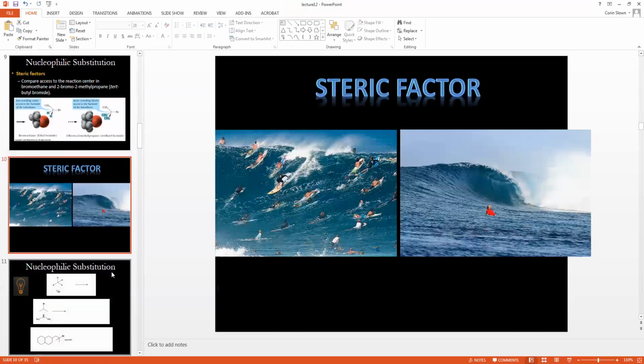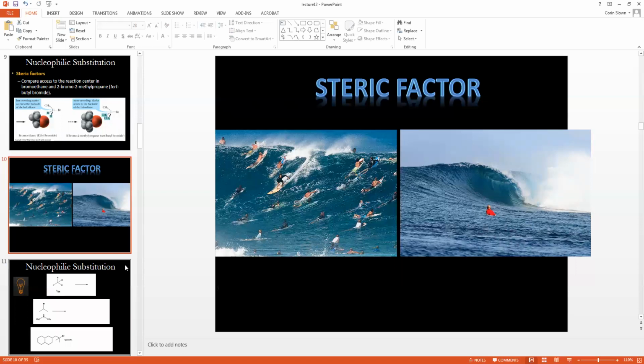Best way I can think about this in terms of steric factors is actually to look at two examples of surfers. Here, this is not sterically hindered. It's open access. Anyone could get into that wave. Here, that wave is much more crowded. It's much harder to access.